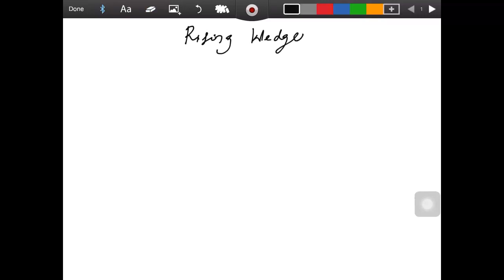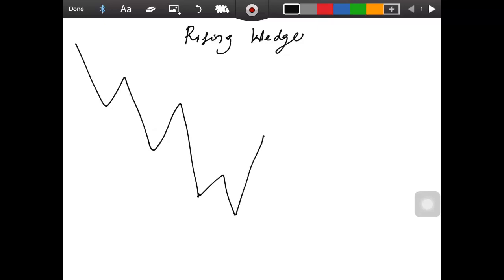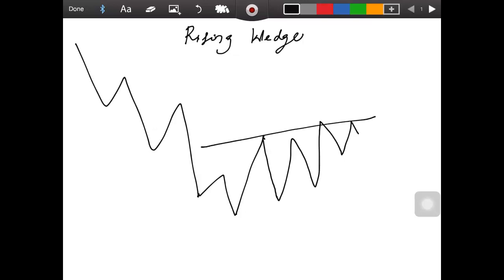The rising wedge always forms after a downtrend. So you have something like this, a downtrend coming down like this, and you now see stuff like this, which is a correction. A rising wedge forms something like this.